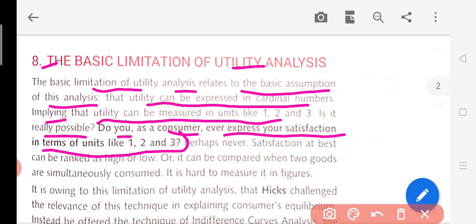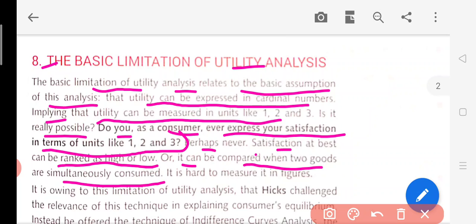But perhaps we never do it like this. Satisfaction at best can be ranked high or low, or it can be compared when two goods are simultaneously consumed. So when we consume two goods, then definitely we can compare the two goods, to see where we are getting more satisfaction.